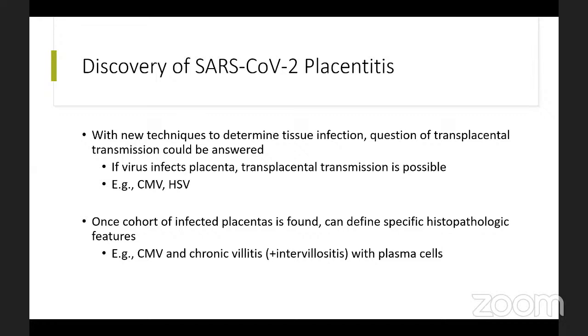Once you could establish that the virus infected the placenta and ultimately build up a cohort of infected placentas, so not just infected moms, but truly infected tissue, you could start to look for specific histopathologic features. The example from other viruses would be that over time we found that CMV caused chronic villitis with an element also frequently of intervillositis, and typically there were plasma cells present within the villi. Those plasma cells in the setting of chronic villitis were really pathognomonic of CMV and HSV infections, for example.